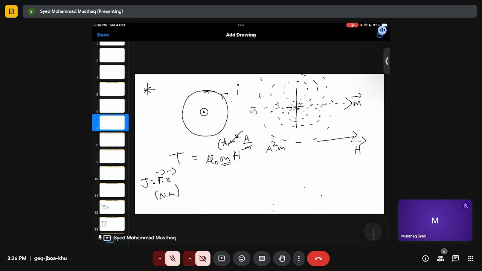And we all know what is mu naught. Mu naught is the permeability of vacuum, which is equal to 4 pi into 10 to the power of minus 7, which is given in Henry per meter.